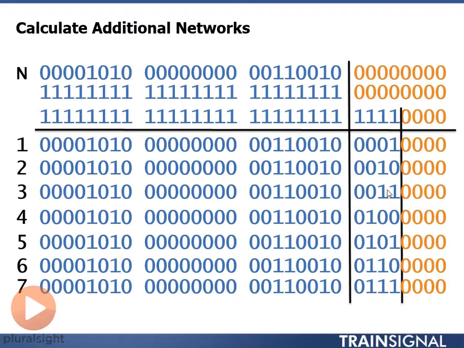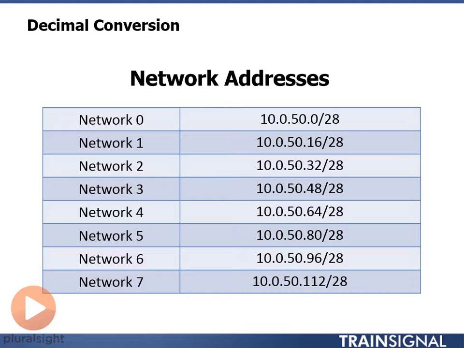We're just counting in just that 4-bit field in order to calculate each one of these network numbers. So let's go convert these binary addresses to decimal. And we're going to do that by taking 8 bits at a time and converting it back into decimal. So here we have network 0 through 7, 10.0.50.0/28, 10.0.50.16/28. Then we have .32, .48, .64, .80, .96, and .112.